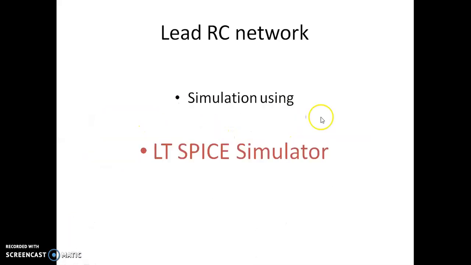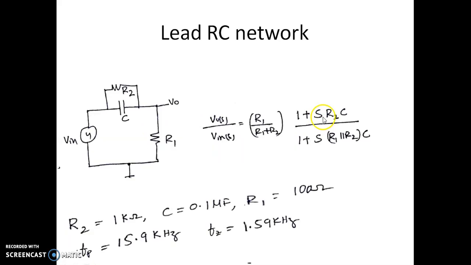Let me just go back. Okay, one sec. This is the location of the 0. The 0 is decided by R2 into C, that is this time constant, whereas the pole is decided by R1 parallel with R2 and C. If you can see here, with respect to the value of R2, the pole position is always far away from the 0, because it is a parallel combination of R1 and R2.